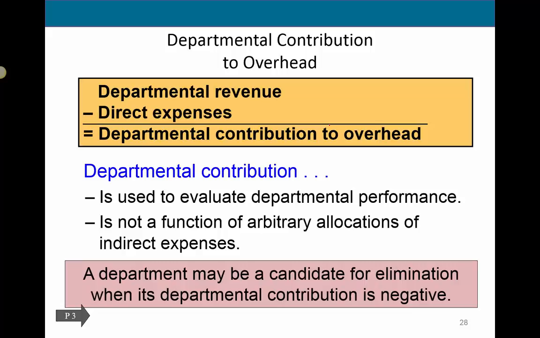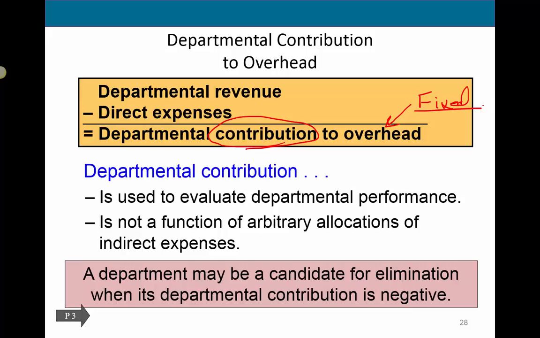It has direct expenses. Indirect is not included in this. So with your direct expenses subtracted from your revenue, this is what you can contribute to pay down overhead, right? We're paying this down. This is our fixed costs, right? This is our overhead, typically indirect type stuff, like depreciation and all that other overhead type stuff.